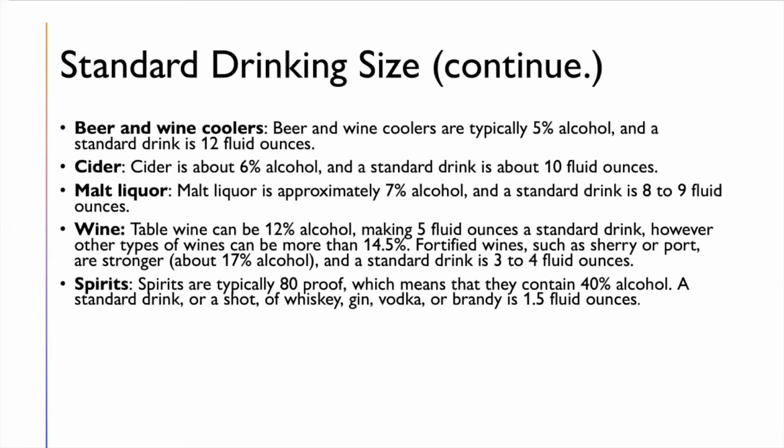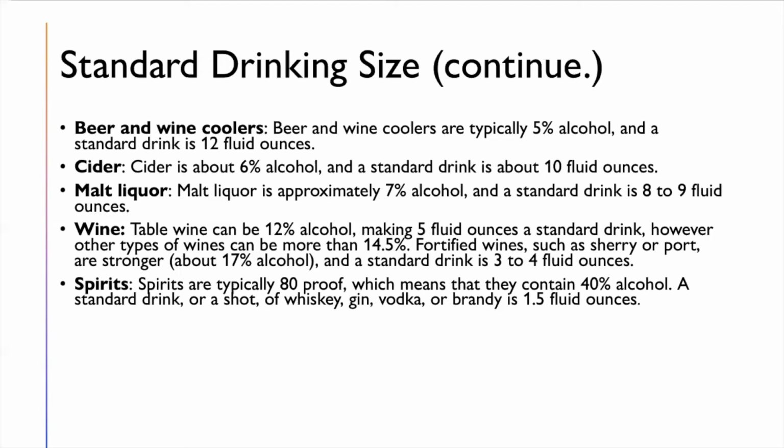Beer and wine coolers are typically 5% alcohol, and a standard drink is 12 fluid ounces. Cider is about 6% alcohol, and a standard drink is about 10 fluid ounces. Malt liquor is approximately 7% alcohol, and a standard drink is 8 to 9 fluid ounces. Table wine can be 12% alcohol, making 5 fluid ounces a standard drink.